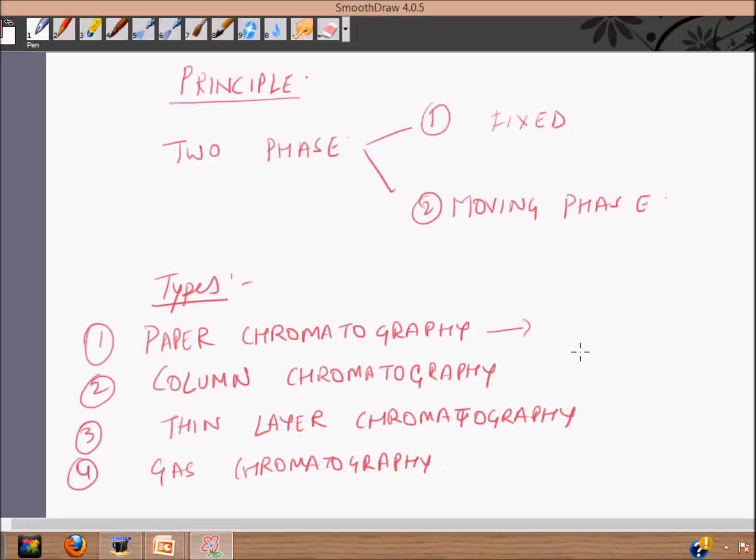Based on the adsorbent column, we have these types of methods of chromatography. First is paper, second is column chromatography, third is thin layer chromatography, and fourth is gas chromatography. So we are going to understand paper chromatography, which is the simplest of all these methods.